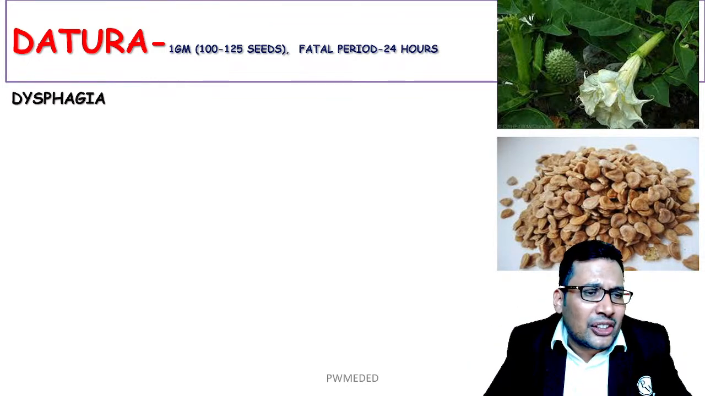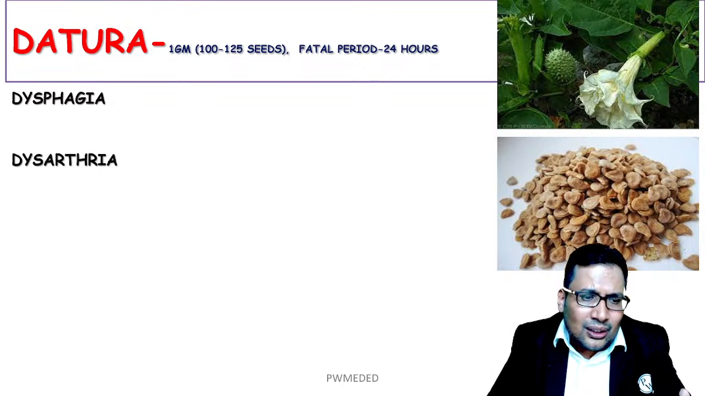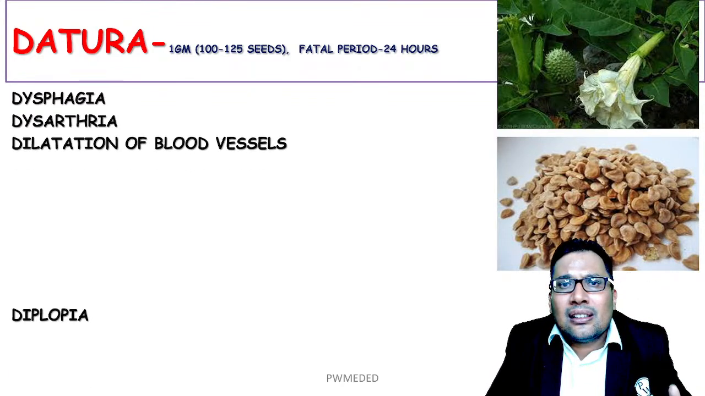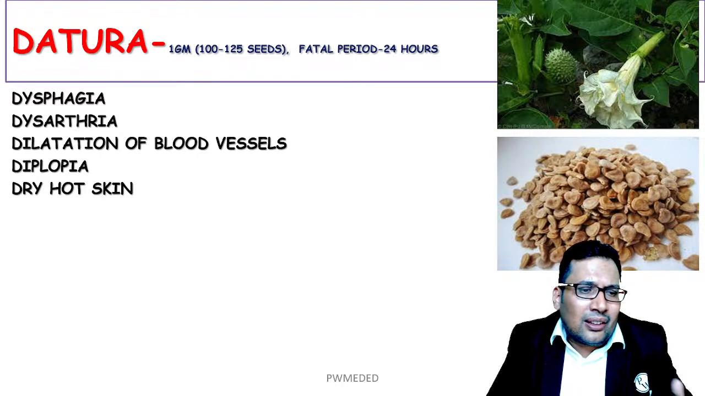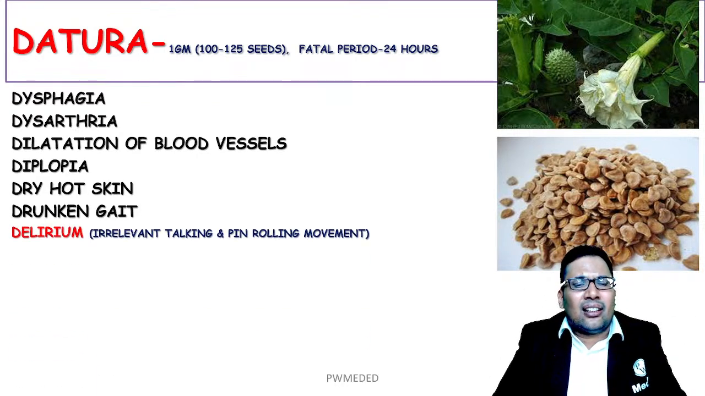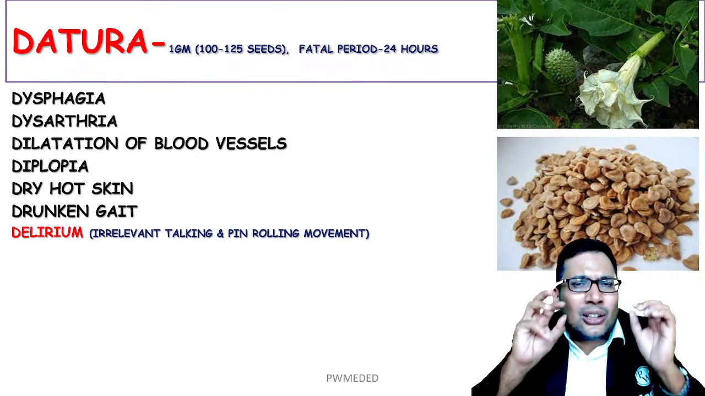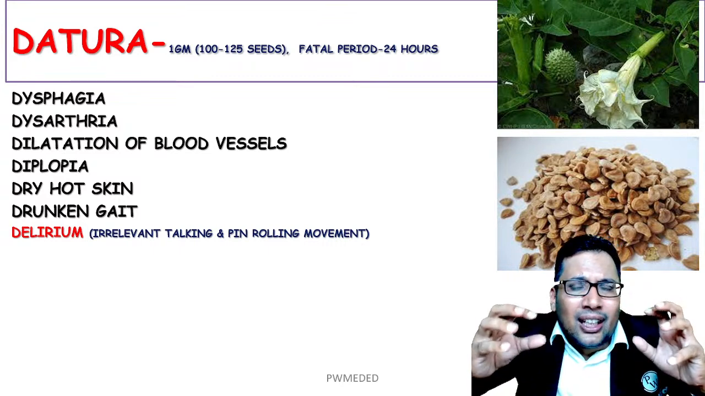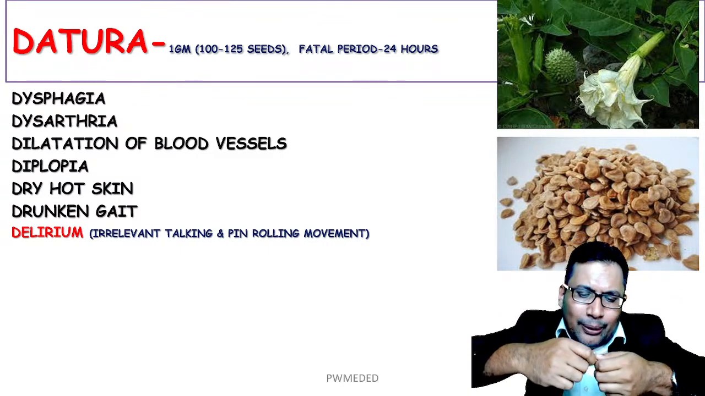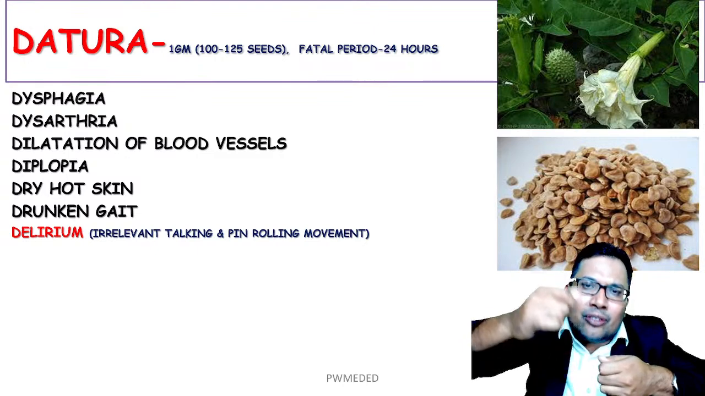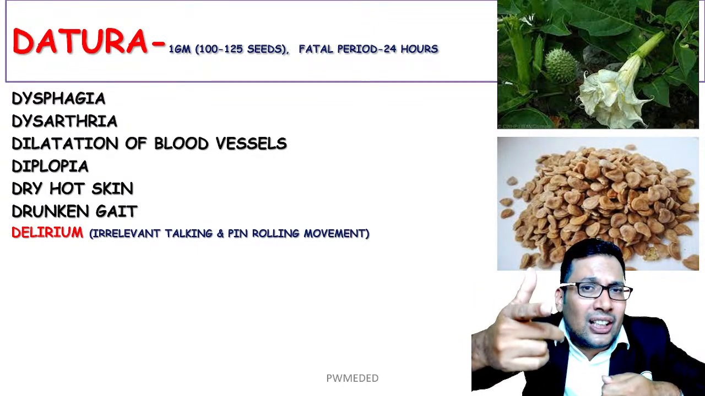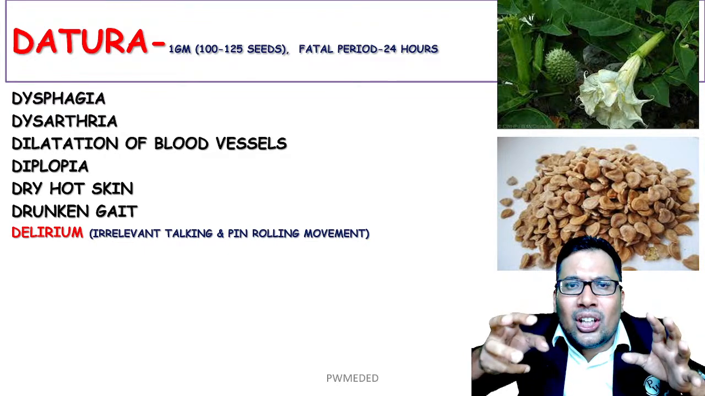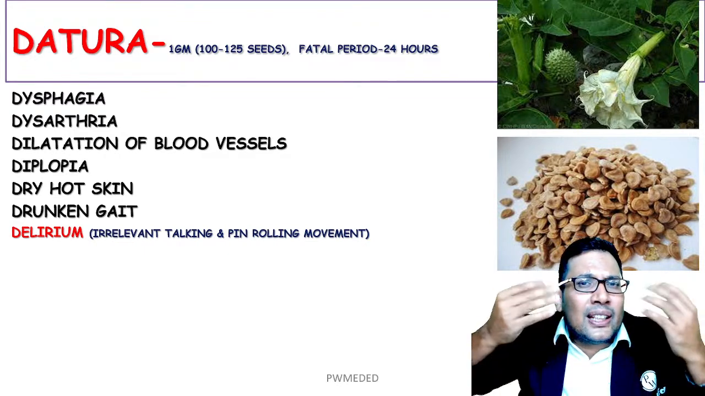It is characterized by 9D manifestations. What are the 9D manifestations? There can be dysphagia, dysarthria, dilatation of blood vessels, diplopia, dry hot skin, drunken gait, delirium. Delirium is known as muttering delirium. It is also characterized by carphologia. The patient will be removing some threads from the fingers. That is known as carphologia. That can be asked in the exam. Muttering delirium and carphologia both are very important findings of Datura poison.